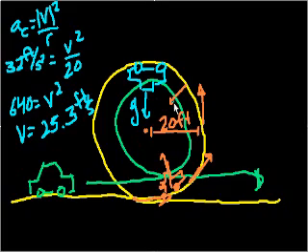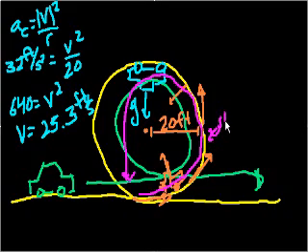Well, if it's going at 20 feet per second, someplace around here, let me draw the path of a slower car going 20 feet per second. It'll probably make it pretty far, and then someplace around here, it's just going to start falling, and then it'll fall down. That's a car going 20 feet per second.